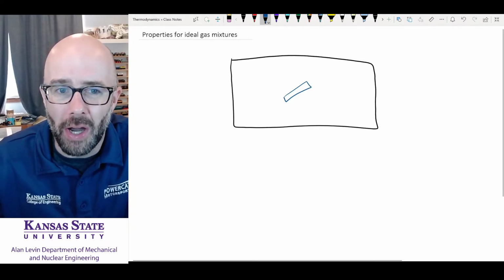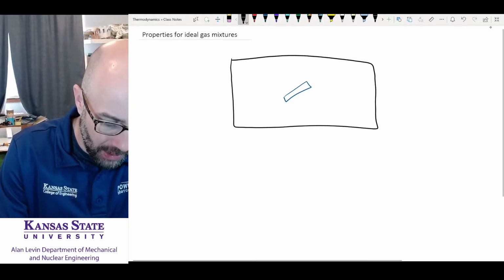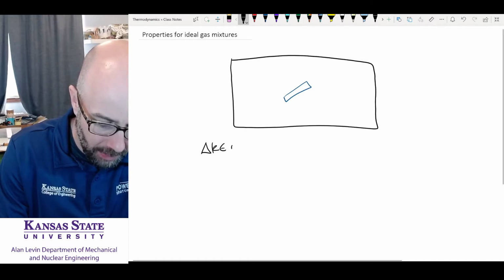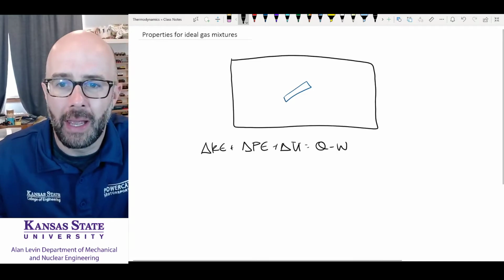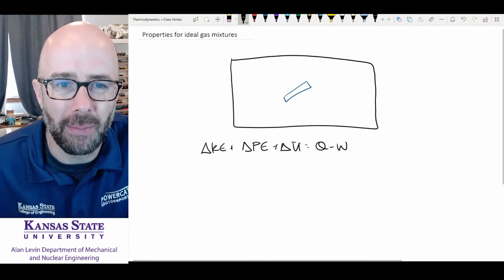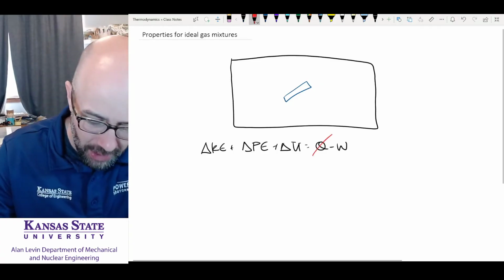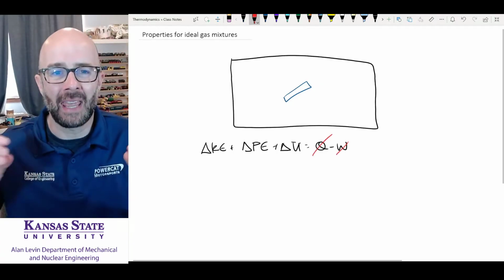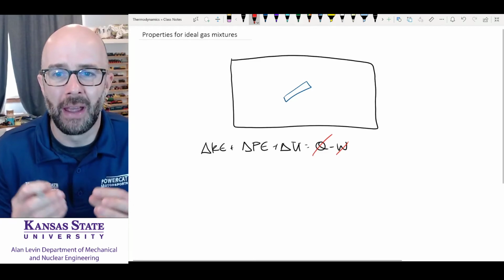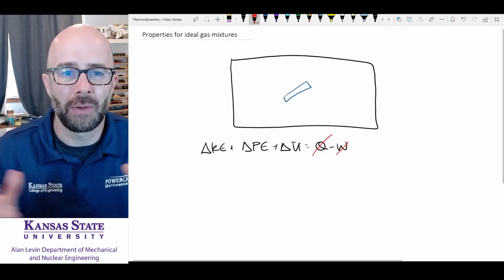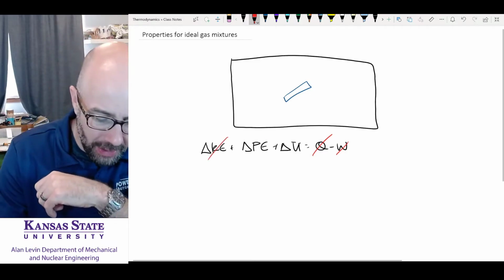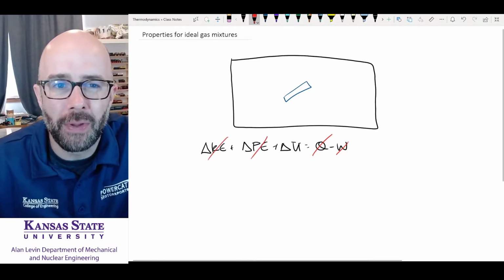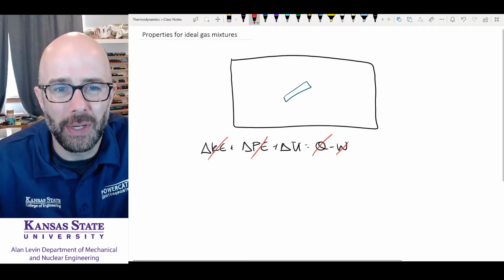When we worked on our first law, it was delta KE plus delta PE plus delta U is equal to Q minus W. Now, let's not worry about the Q minus W here. There's not going to be any heat transfer or work if we say this is a really big tank, and there's a quenching that happens. The metal is going to give heat to that water. The water is going to heat up a little bit. There's no kinetic or potential energy here. We have delta U. And what do we do with the delta U here?